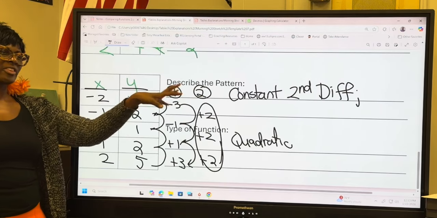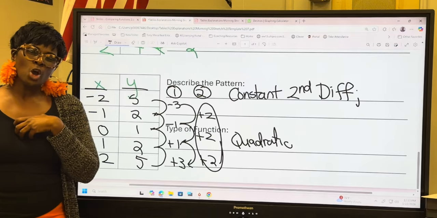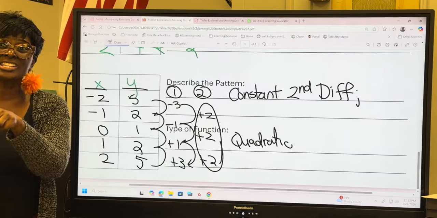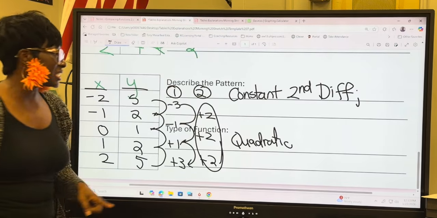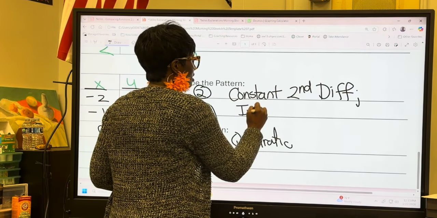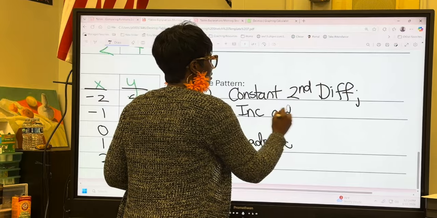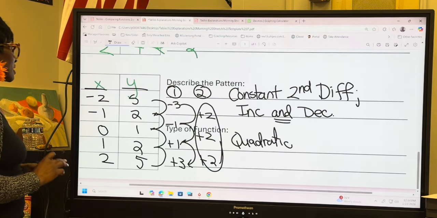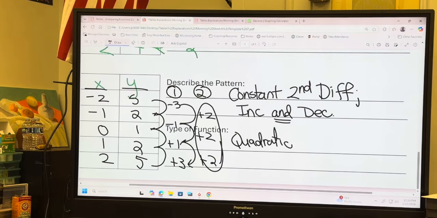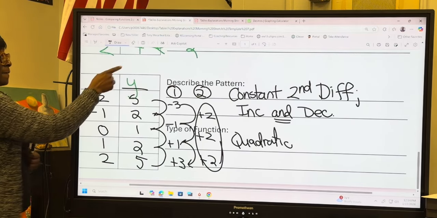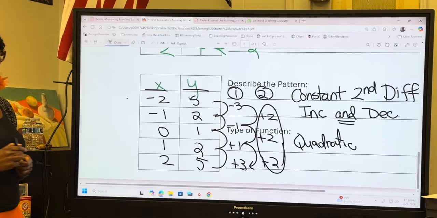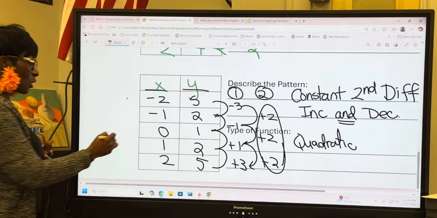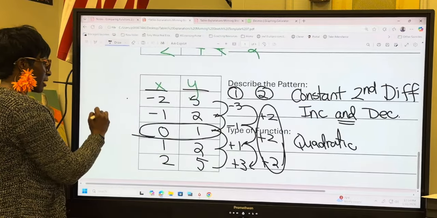What did we know about this that gave us an idea that it was quadratic before we even found the second difference? It increases and decreases. So this increased and it decreased. Increase and decrease. Does it have a vertex? No. It doesn't have a lowest point or highest point? What does it have? 0 and 1. 0, 1. So this is called our what?